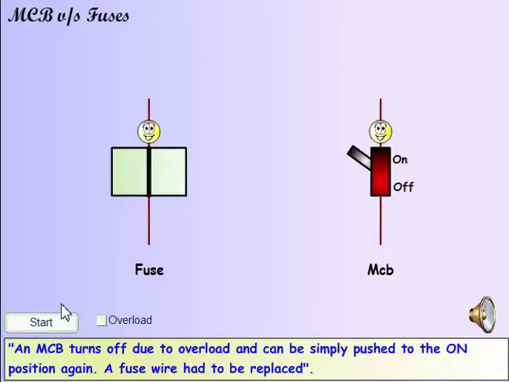When the fuse wire melts, it has to be replaced. But an MCB trips from an on to an off position. If pushed back to the on position, you're up and running. So MCBs are more convenient than fuses. Check the overload box to see the difference between an MCB and a switch.